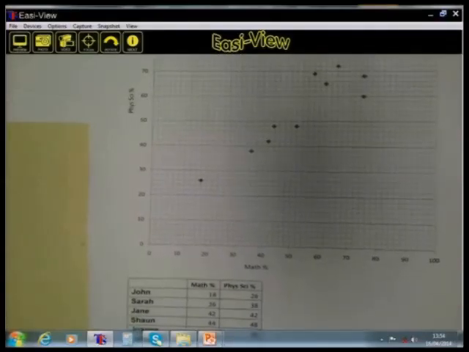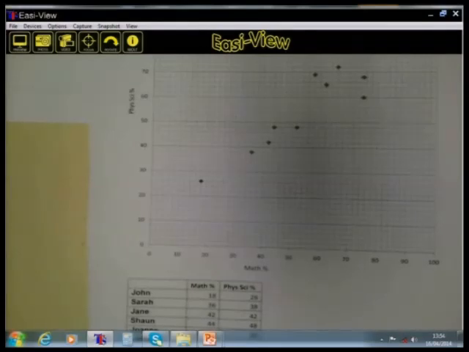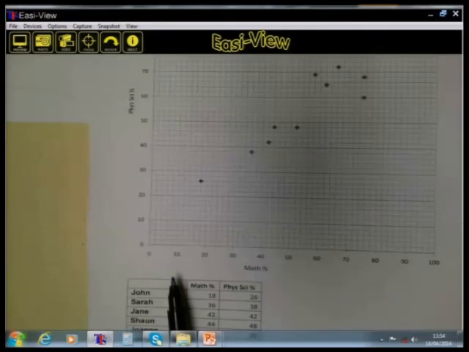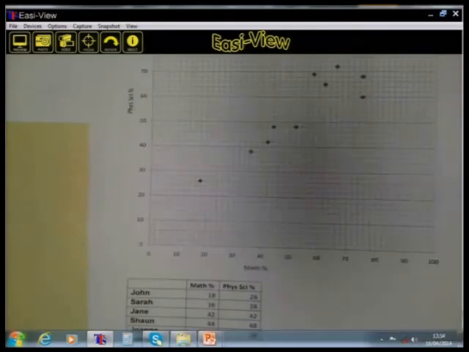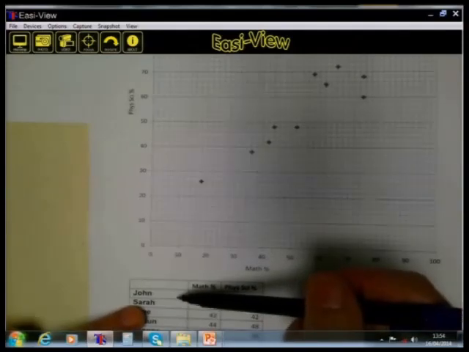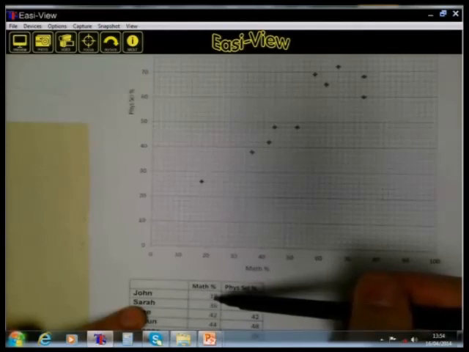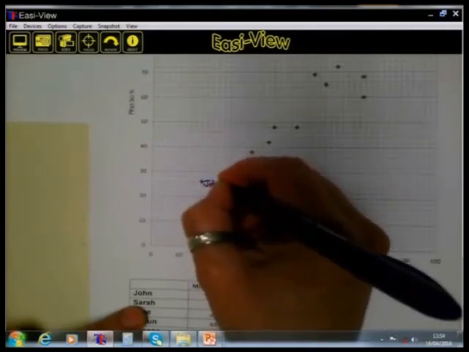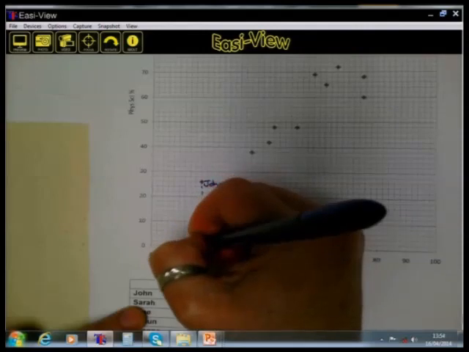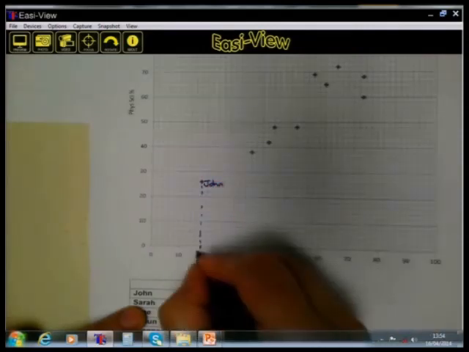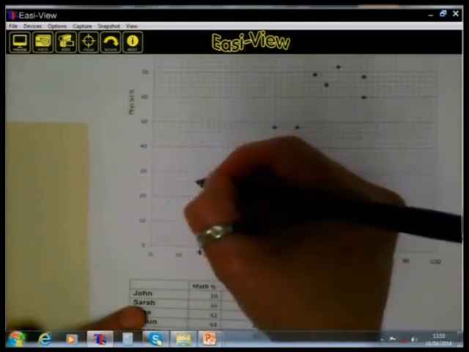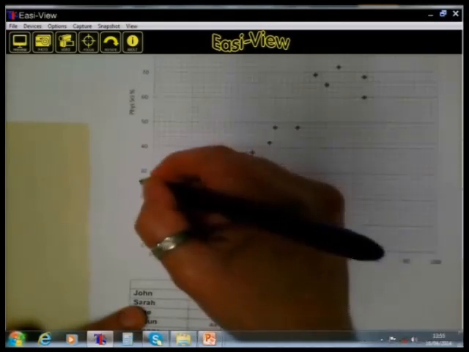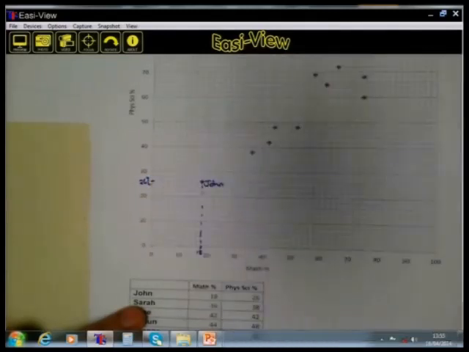If we take this data and we want to put it now on a diagram, then you will see we have for every learner two sets of data: a math mark and a physical science mark. So if you look at the first one here, John. John had 18% for mathematics and 26% for physical science. If this dot here represents John, then we can read off that at that point John had 18% for mathematics, and if we read the corresponding value here, we see that John had 26% for physical science.